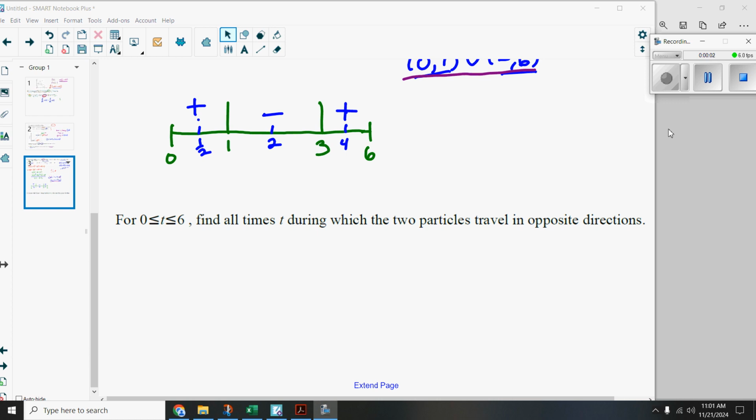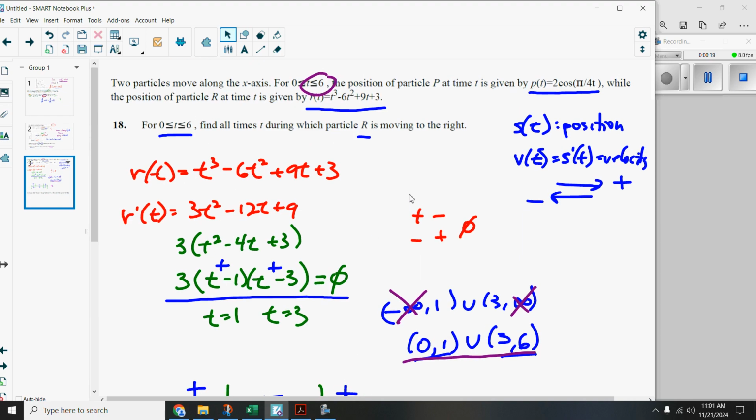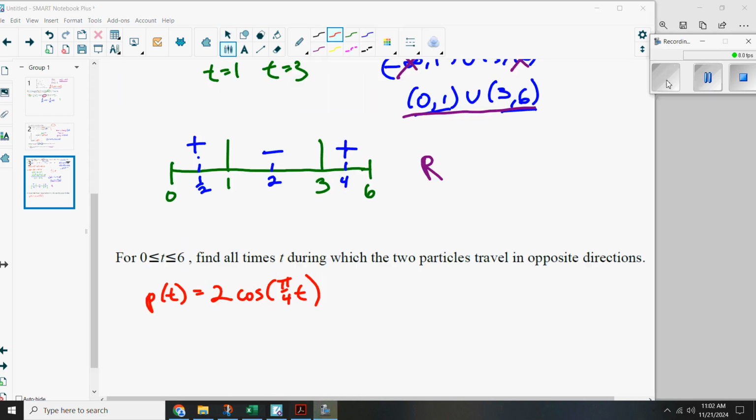The problem says, find all times during which the two particles travel in opposite directions. Well, what we just did was for particle R, so I'm going to write R there. Particle P has a different equation. P's position function is 2 cosine of pi over 4 t.